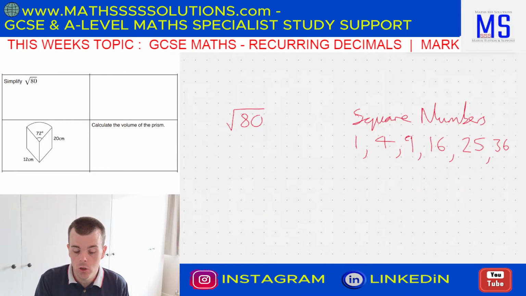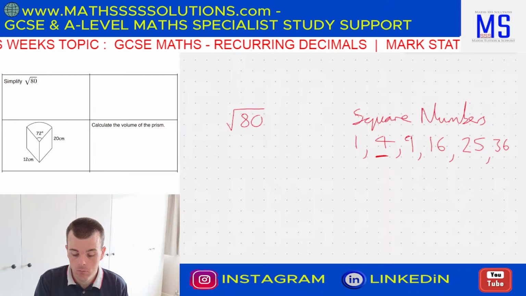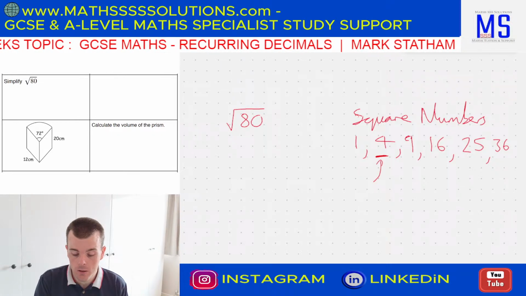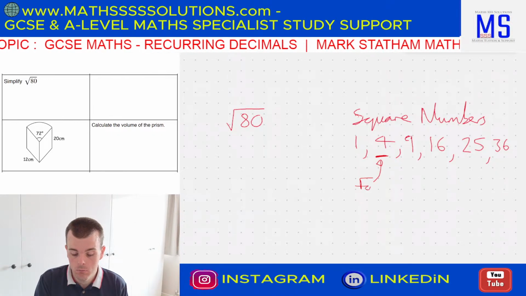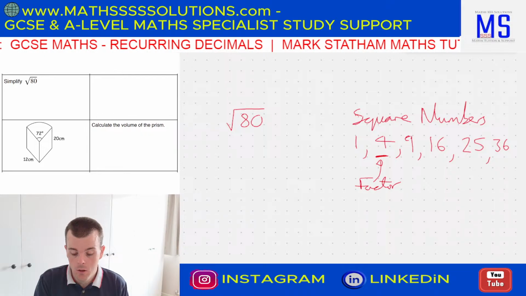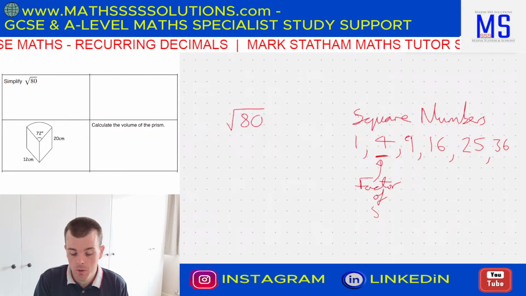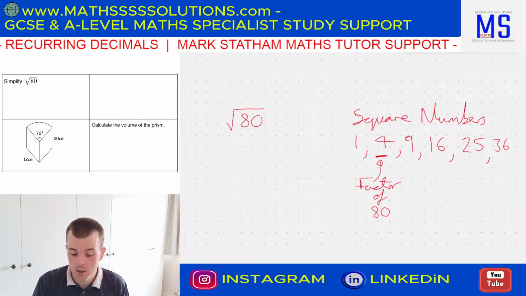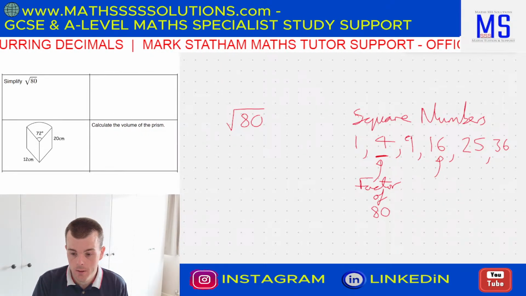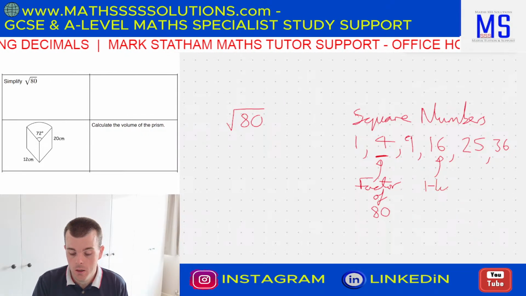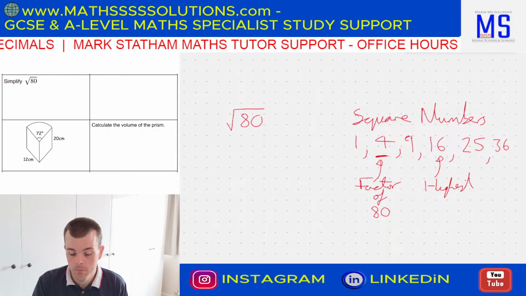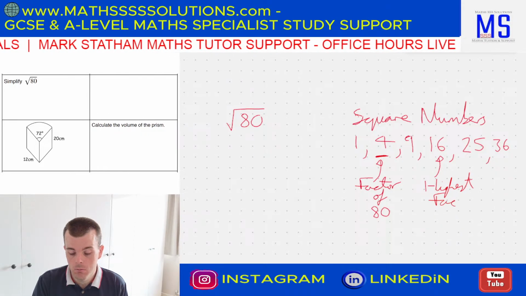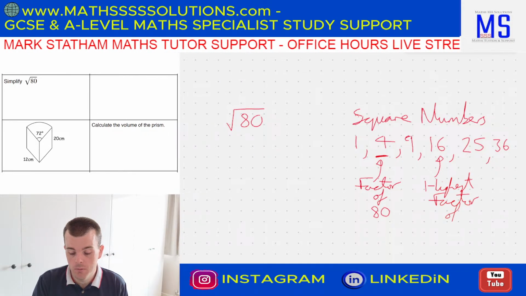Now you could choose 4 because that is a factor of 80. But so that you don't have to simplify again, try and choose the highest factor of 80. So 16 would be the highest factor of 80.